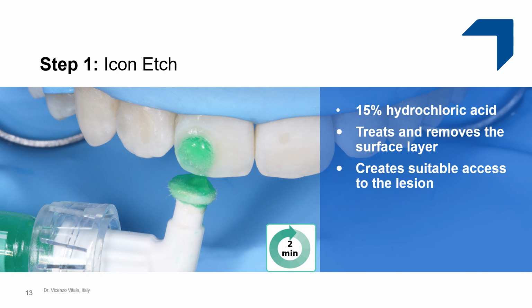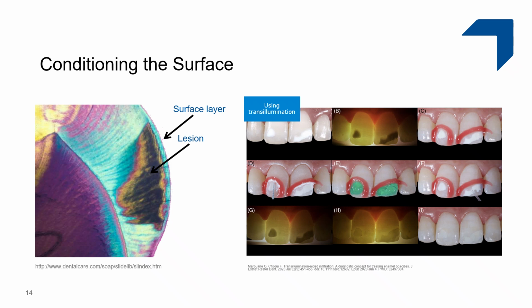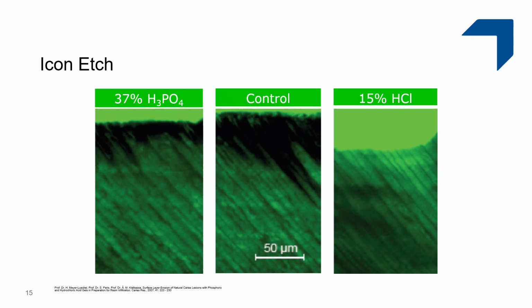Apply ICON Etch directly to the lesion and let it remain for 2 minutes. For deeper lesions, etching about 2 millimeters beyond the lesion will provide more suitable access. This step uses 15% hydrochloric acid, not 37% phosphoric acid, so follow all manufacturer instructions carefully. After 2 minutes, suction off the ICON Etch, rinse with water for 30 seconds, and dry with oil-free, water-free air.